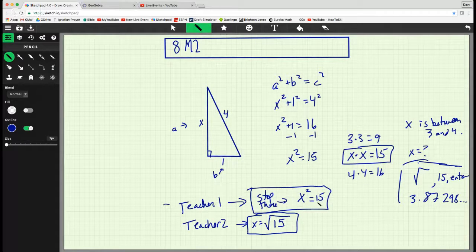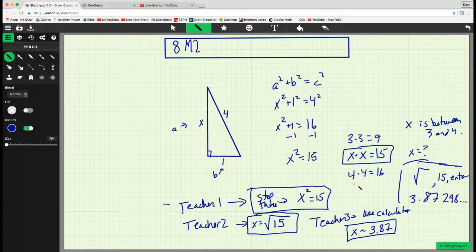But because you can't calculate it exactly, one of these answers is the right one. Oh, and maybe teacher 3 may say use a calculator. And so they may want you to say x is about equal to 3.87. About equal to 3.87.